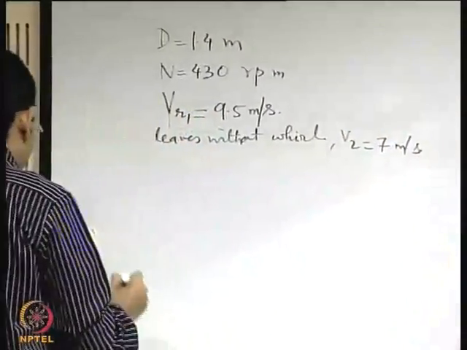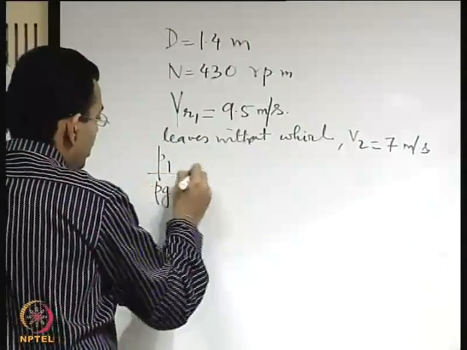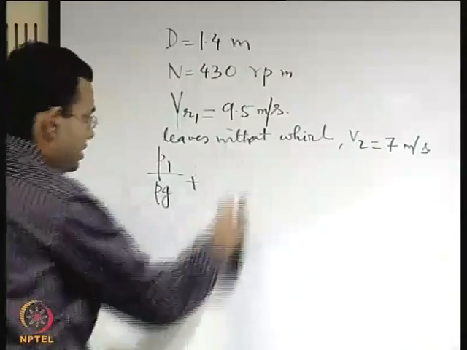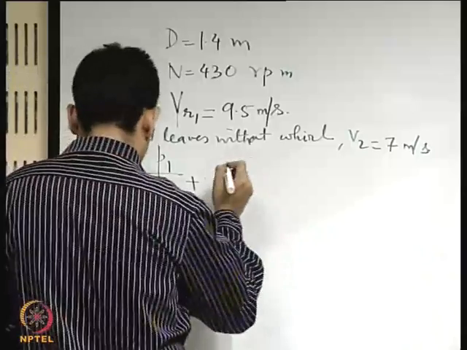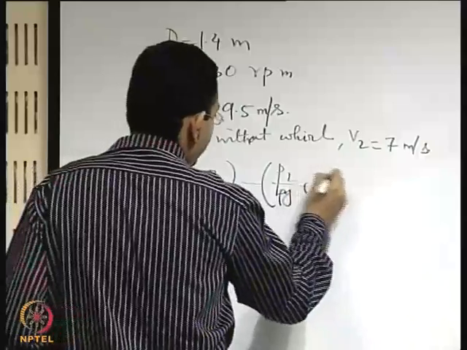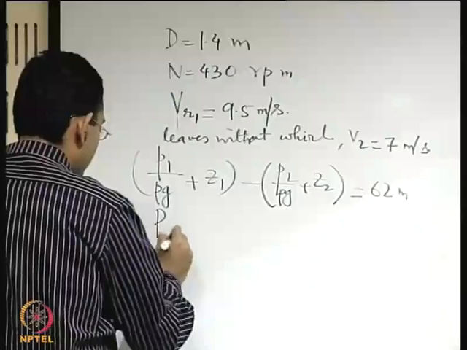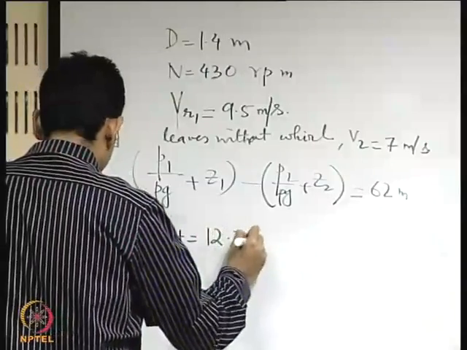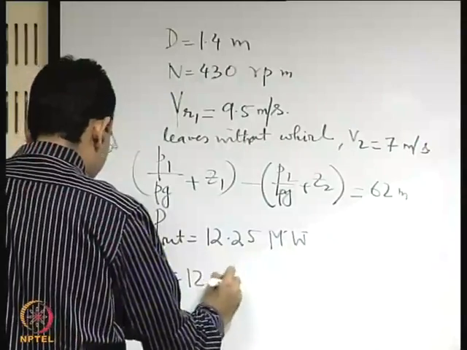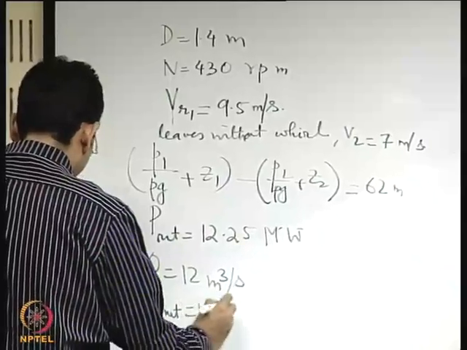The difference between the static and the potential heads at the entrance and exit of the runner, that is P1 by rho g plus Z1 minus P2 by rho g plus Z2, this difference is 62 meter. The turbine develops 12.25 megawatt of power. Flow rate through the turbine is 12 meter cube per second for a net head of 115 meter.